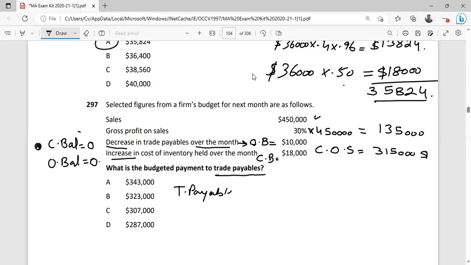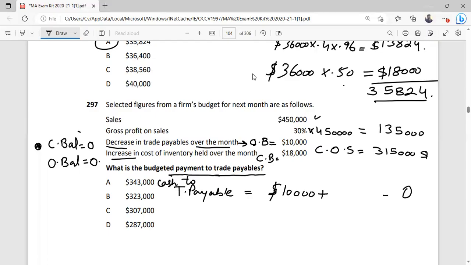Payables is equal to opening payables 10,000 plus credit purchases, which are not provided, minus cash paid. So we will say minus closing payables, which is 0, is equal to what? Cash paid during the period, or payment to trade payables.